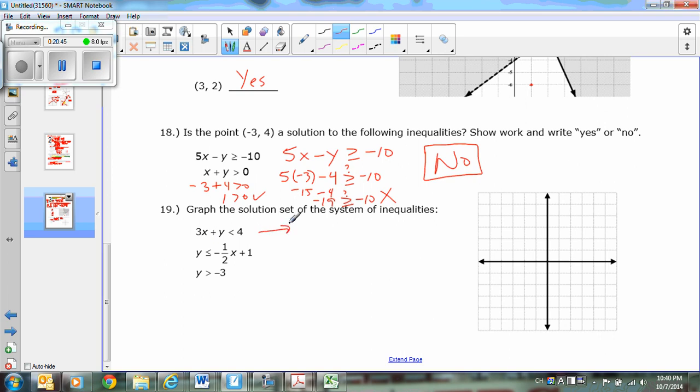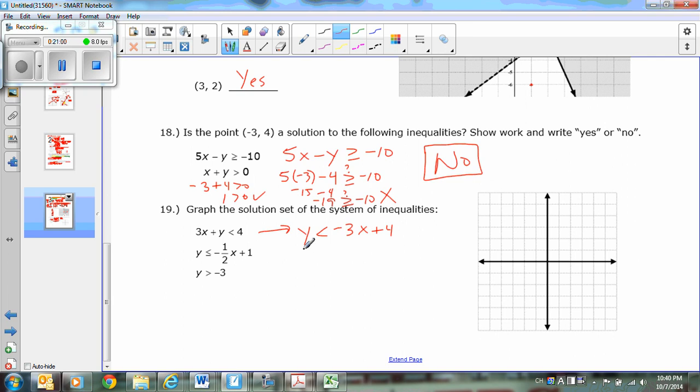Let's go ahead and solve it for y. I'm going to subtract 3x from both sides. When I do, I would get y is less than negative 3x plus 4, since I subtracted 3x to move it to the right.